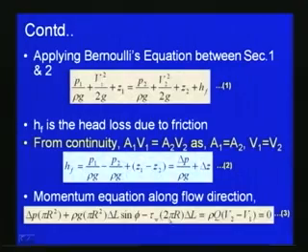Here Q is the discharge through the pipe, and r is the radius of the pipe. The forces acting on this pipe element between section 1 and 2 are the pressure force, the weight of the liquid between section 1 and 2, and the shear force.